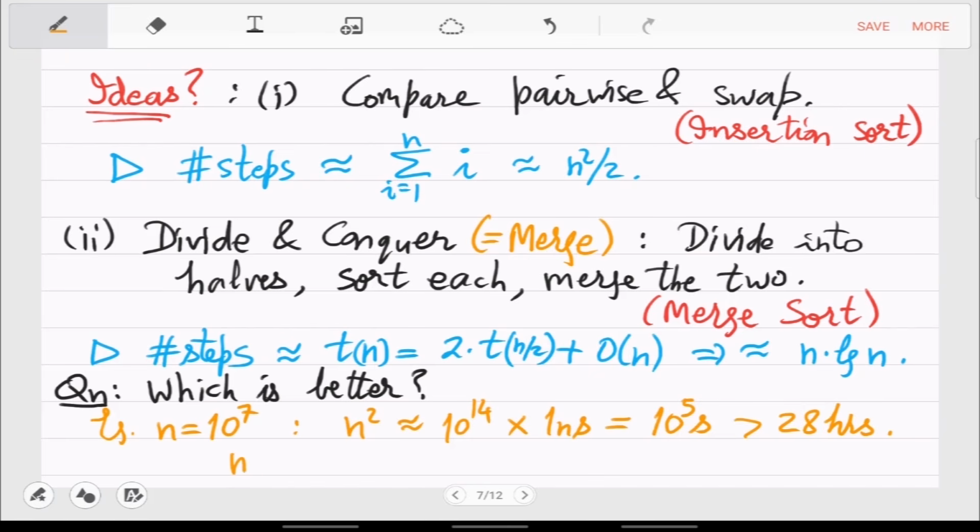And what about n log n? So n log n will be 10 raised to 7 multiplied by, what is log of this base 2? It's around 21, and then a nanosecond. So what is this? This is less than a second. Right? So this is the difference between insertion sort and merge sort. The difference is between 1 second and 1 day. Right? So depending on how you have designed your algorithm, how you have implemented it, it can change everything.